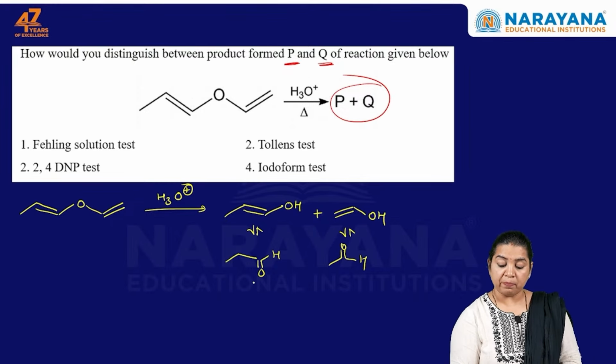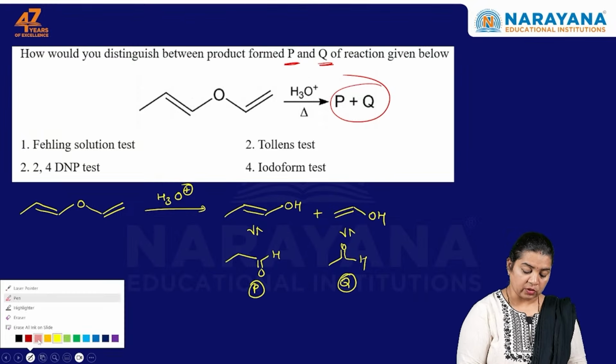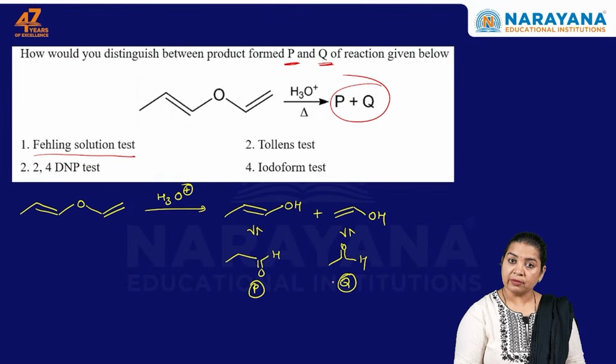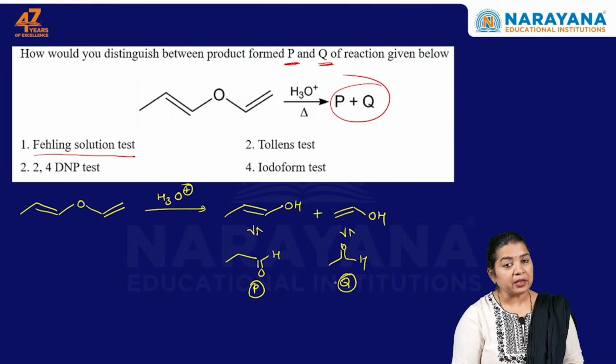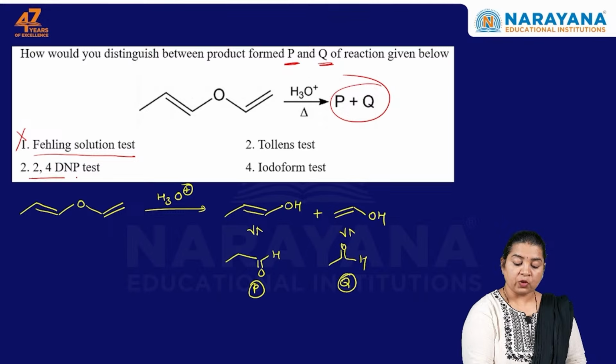So, what are my P and Q? One is propanol and the other is ethanol. Now, let us check the options. So, Fehling solution: both are aldehydes, none is aromatic aldehyde. So, both will give positive test with Fehling solution. I cannot use this as a test.